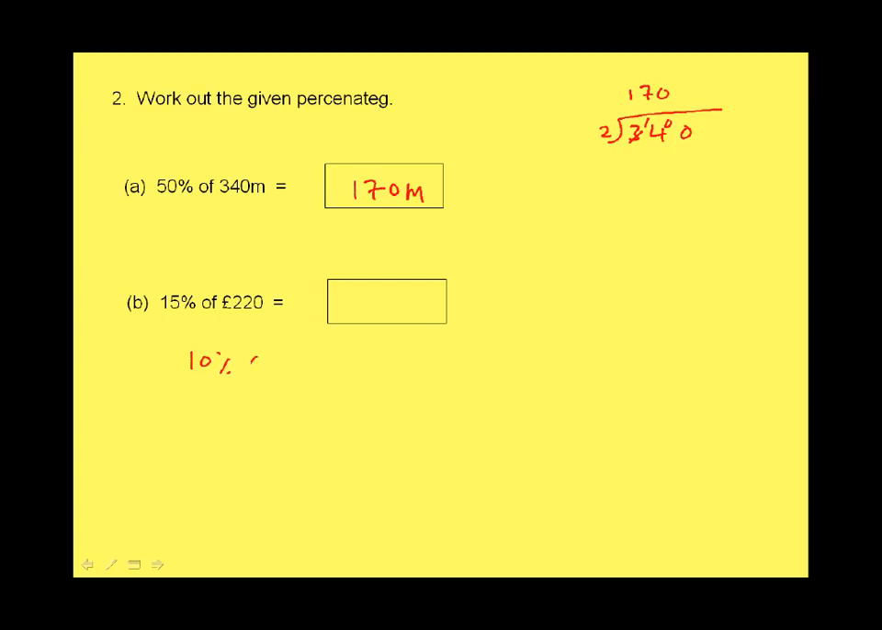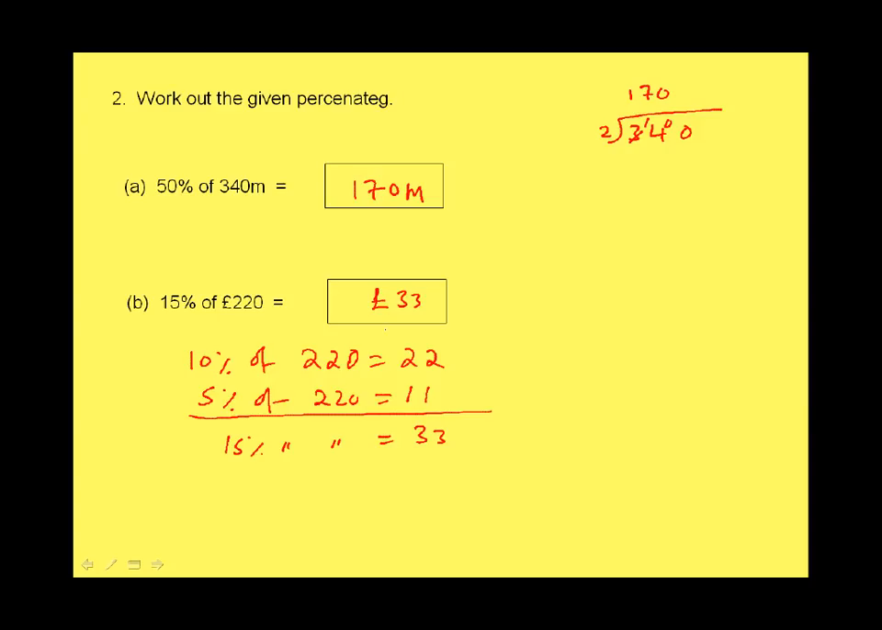First find 10%, then 5%, which is half of 10%, then you add, so the answer is £33. So when you're doing 10% of anything, you just move one decimal place to the left, so that's equal to 34.5.